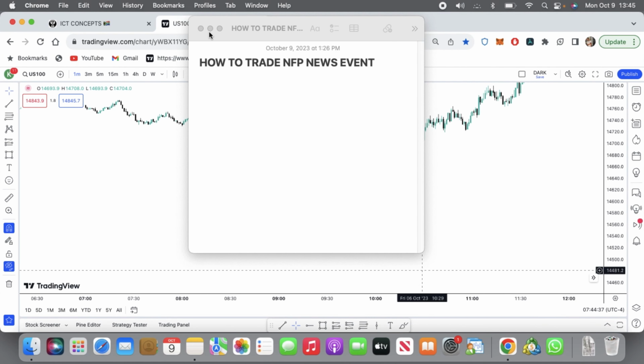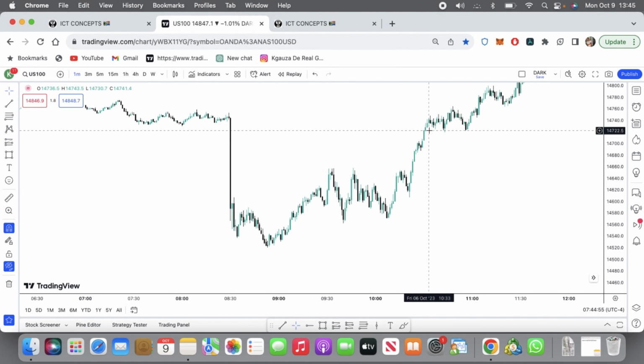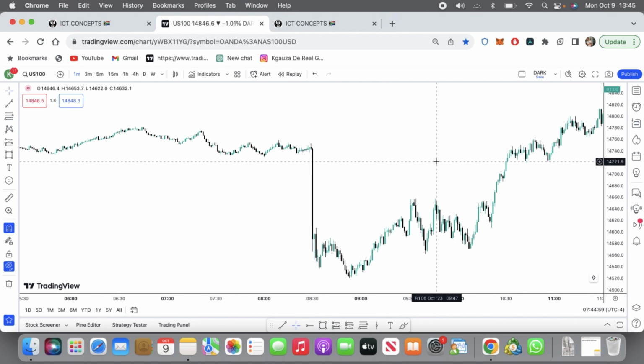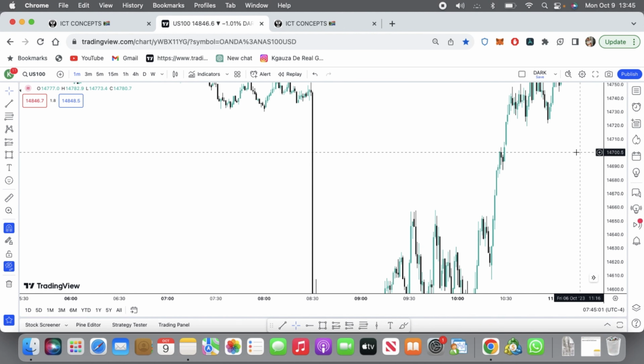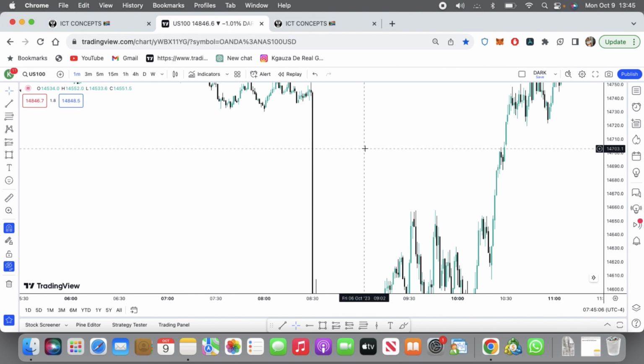So I'll be looking at Nasdaq because I know a lot of my South African traders trade Nasdaq a lot during NFP, and it's a very nice way, I guess, to trade for them. So NFP, guys, not for professionals. I don't trade NFP.